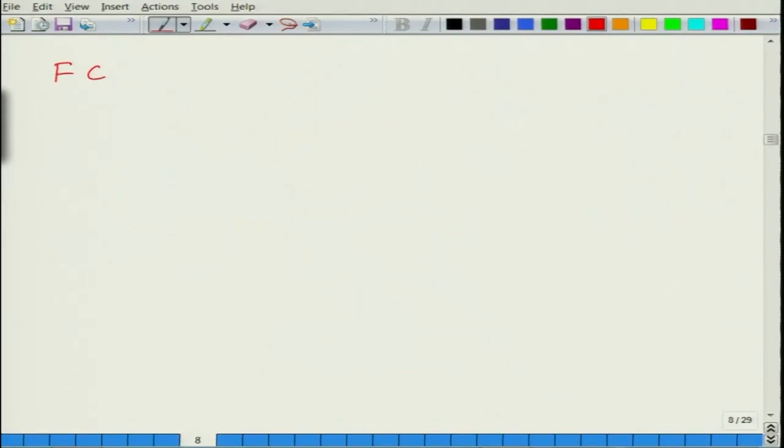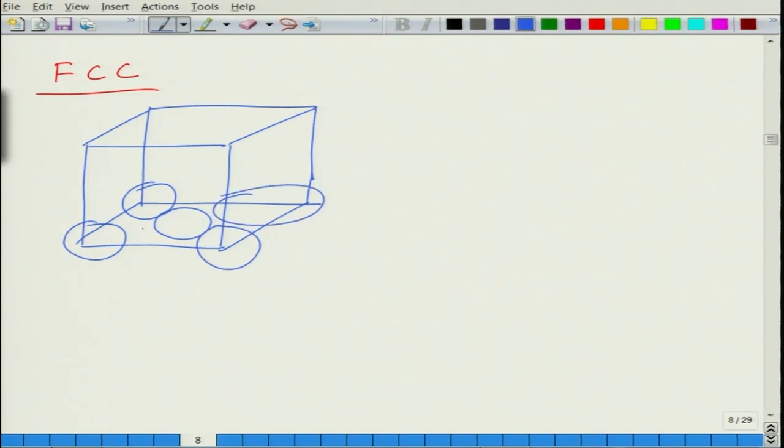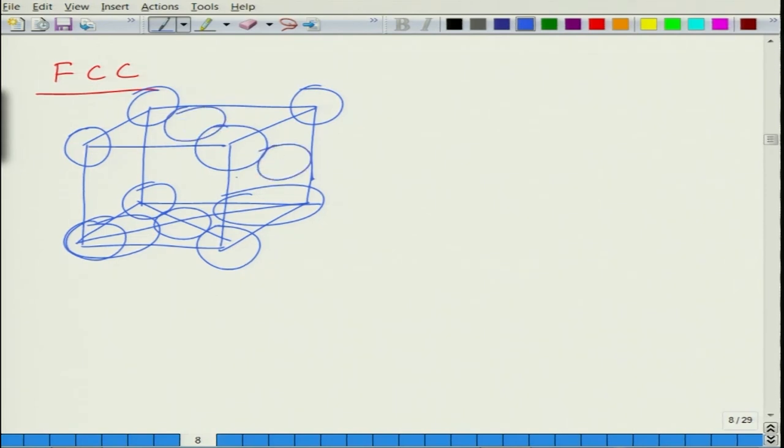Coming to FCC. So FCC is this, where you have this atom, this atom, this atom, this atom, and this atom. Essentially you can say that the atoms touch along the faces, so atoms touch along 110 directions.